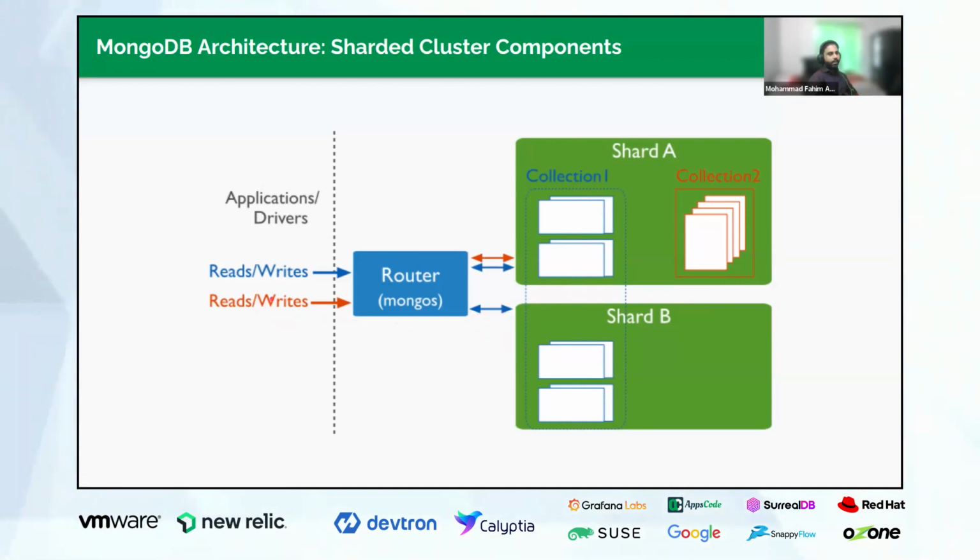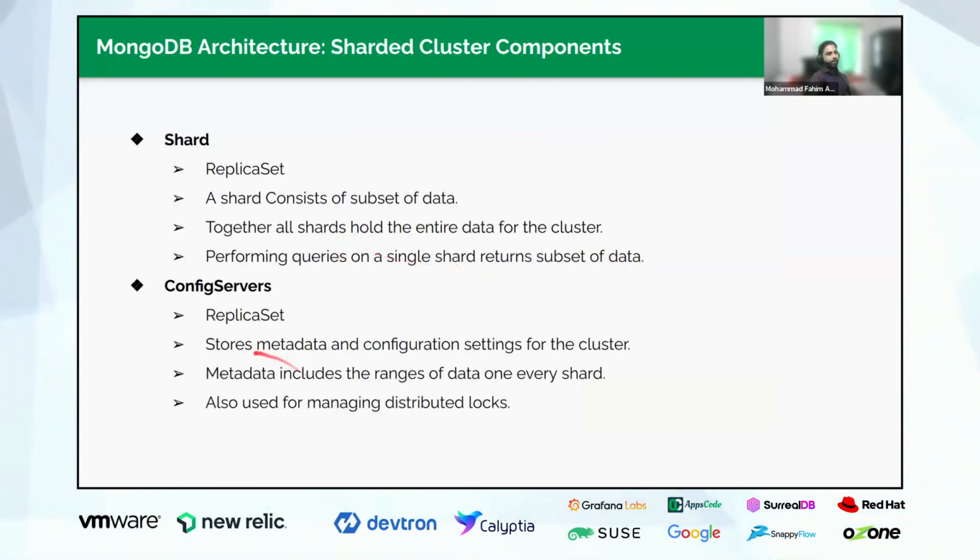Also, when another user or the same user requests a read or write operation on collection 2, it only exists in shard A, not in shard B. So the router knows that, and it routes the query to shard A. So how does the router know this? We know that the config server includes the metadata and configuration for the cluster. It knows where each shard's data remains.